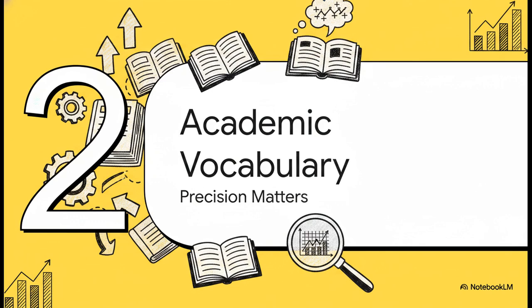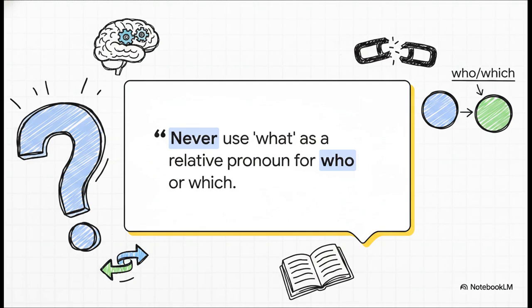Moving right along to Section 2, Precision in Academic Vocabulary. Okay, I really want to deliver this next rule with absolute authority because it is a massive, massive trap. Never use what as a relative pronoun for who or which. I know some languages use a single word for both what and which, but doing that here leads to direct, score-killing translation errors in English.